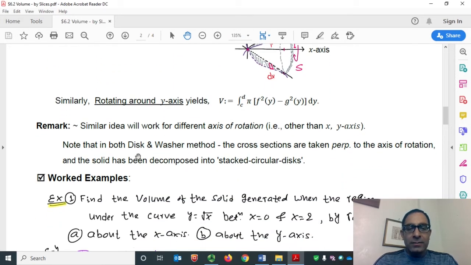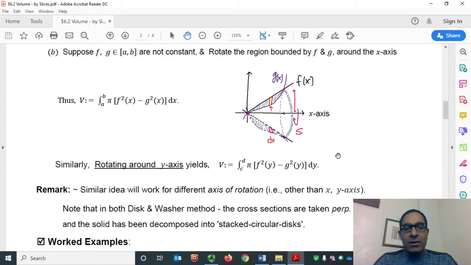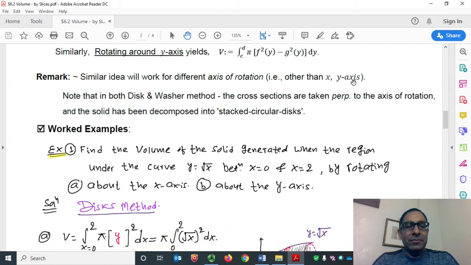Note that in both the disk and washer methods, the cross sections are taken perpendicular to the axis of rotation, and the solid has been decomposed into stacked circular disks. So yes, our cross sections are taken perpendicular to the axis of rotation here. This is the axis of rotation, and we take a cross section here which is perpendicular to it. Great. Now let's do some examples.